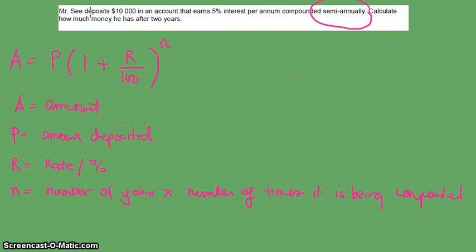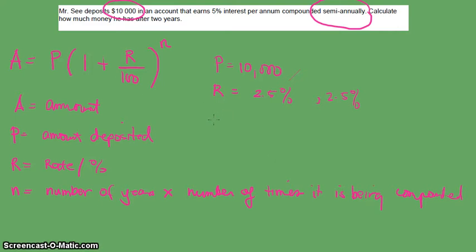Okay, so if Mr. C deposits 10,000 in an account that earns 5% interest per annum, then the value P is equal to 10,000. Our rate is equal to 5%. However, this will be compounded semi-annually. So after 6 months, you have 2.5% interest, and then after another 6 months, then you have the other 2.5%.